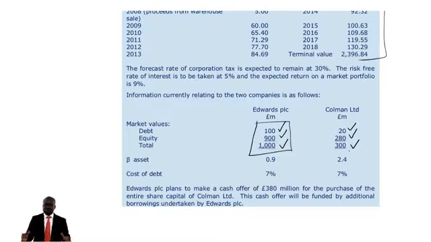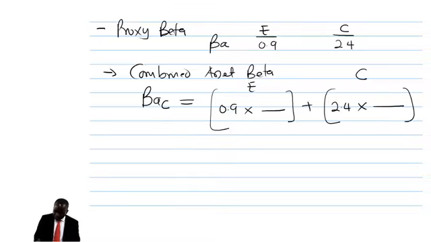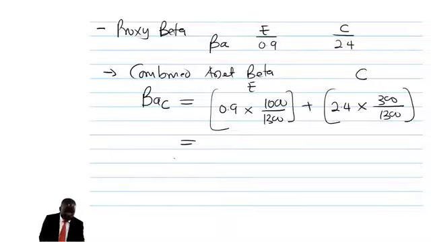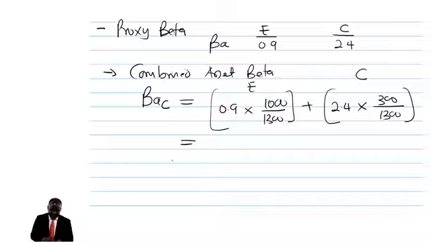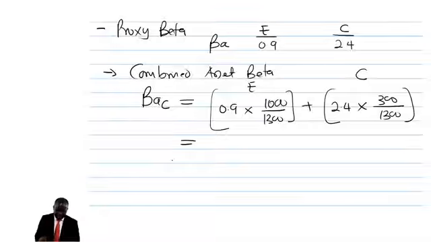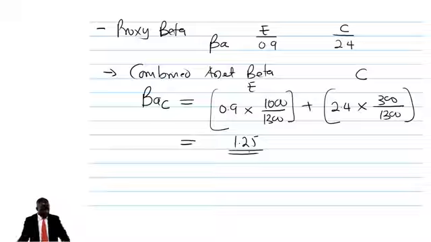Therefore, how do we find the weighted average on the basis of their market values? So this is 1,000, this is 300. Total will be 1,300. And what will be the weighted average beta? 0.9 times 1,000, plus bracket 2.4 times 300, all divided by 1,300. And that is giving 1.25 as my beta.